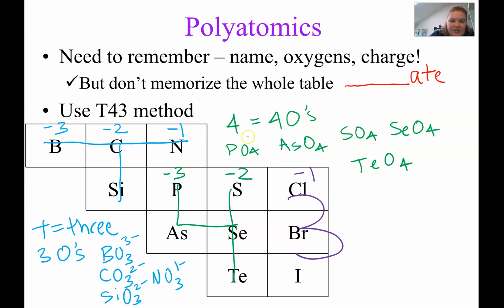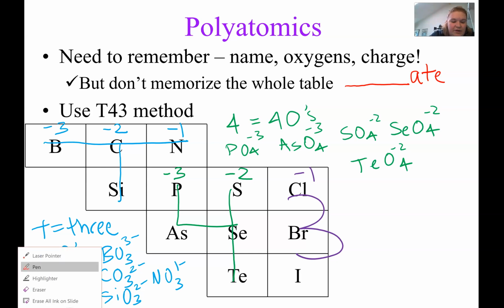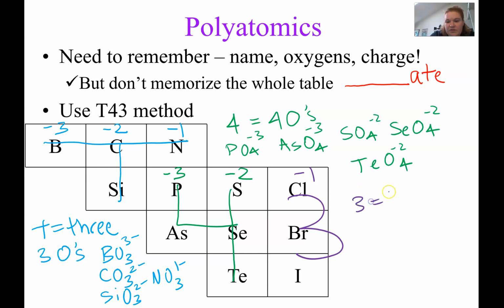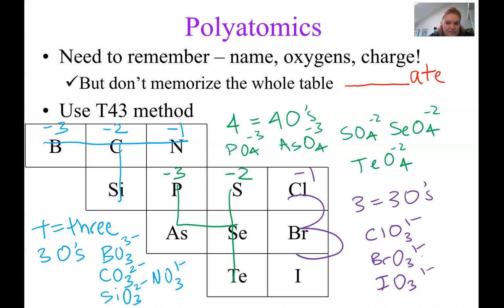So I'm going to fill in my charges here. I have -3, -3, and then -2s. And then the last row there, that 3 is also going to tell us that we have 3 oxygens. And everything in that column is a 1-. This can be a nice little cheat sheet to help you figure out the names of these polyatomics.